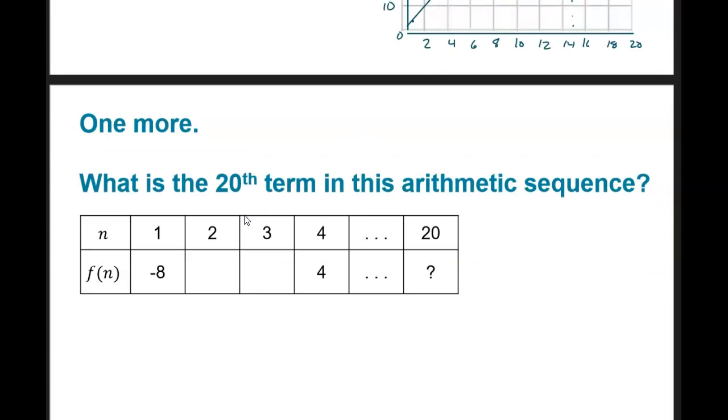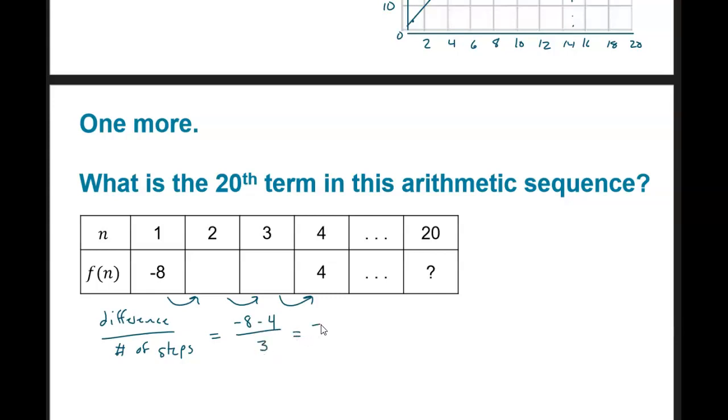Pause the video, see if you can do this on your own, and then I will show you how to do it. So we find the difference over number of steps. Our difference is going to be 4 minus negative 8. Now I'm going to show you the other way. What if we did it in the wrong order? We did negative 8 minus 4. What happens? And then our number of steps is 3.